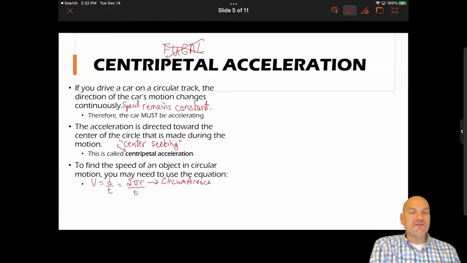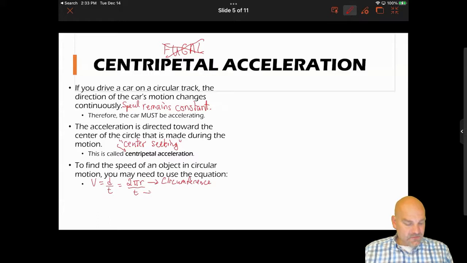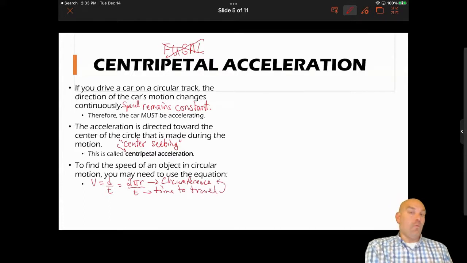Even if you do a quarter circle or a half circle, your speed is still related back to that circumference, and this is the time to travel that circumference. So if I have a 1 meter radius circle, I do 2 pi r, which is going to be 2 pi, so 6.28. And if I do that in 1 second, that means I have a velocity of 6.28 meters per second as I travel in that circle, okay?